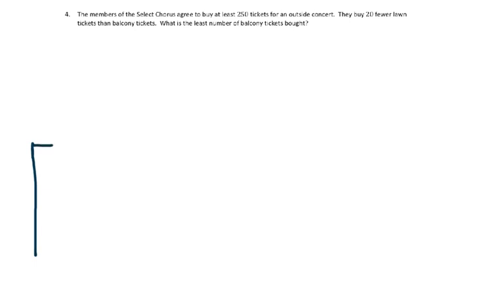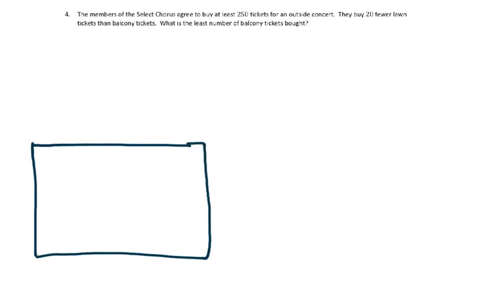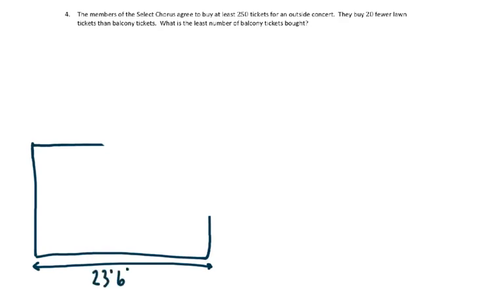Number 4 says the members of the chorus agree to buy at least 250 tickets for an outside concert. And I'm sorry, guys, I forgot to erase this stuff from our last lesson. So, they buy 20 fewer lawn tickets than balcony tickets. What is the least number of balcony tickets that were bought?